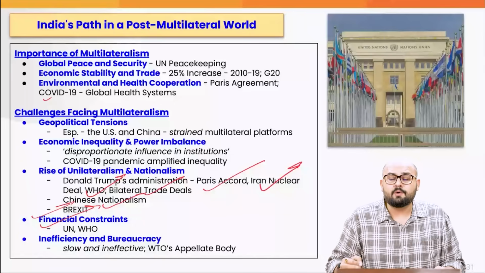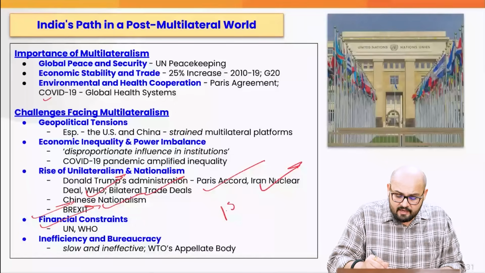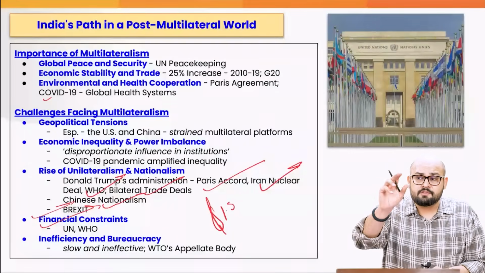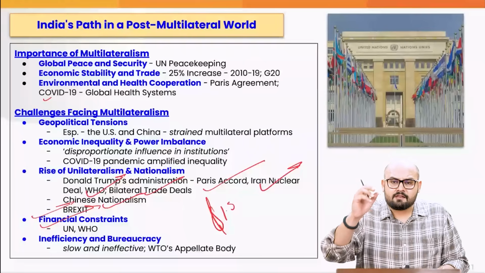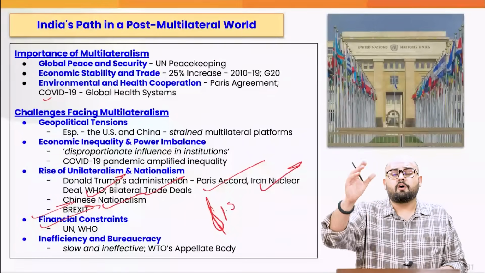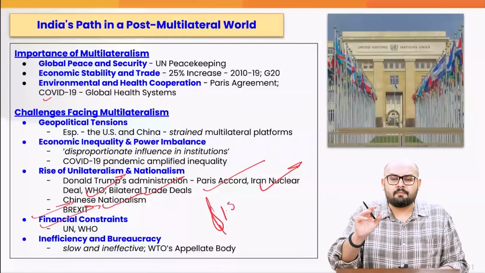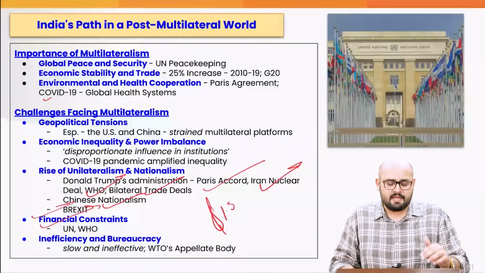For example, according to the UN itself, almost on a yearly basis, it has a deficit of almost 1.5 billion US dollars with respect to just its peacekeeping forces. Same goes with the WHO, and it is primarily dependent upon voluntary contributions, not the assessed contributions. Voluntary contributions basically depend upon the will of the countries. So they are not uniform, right?